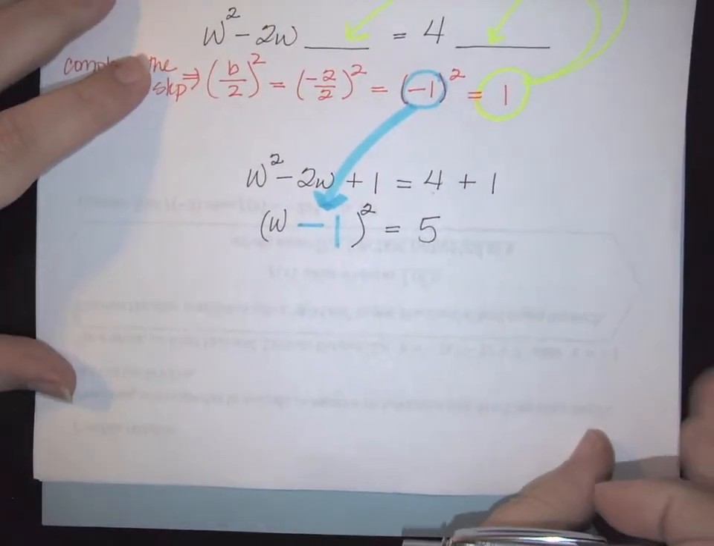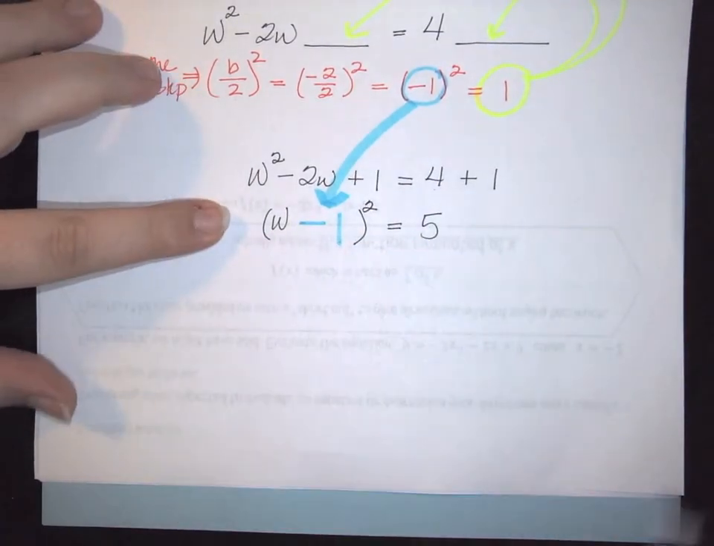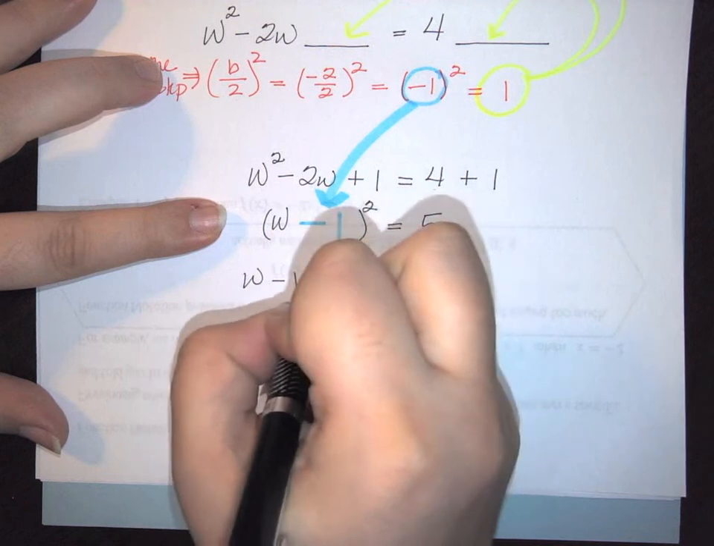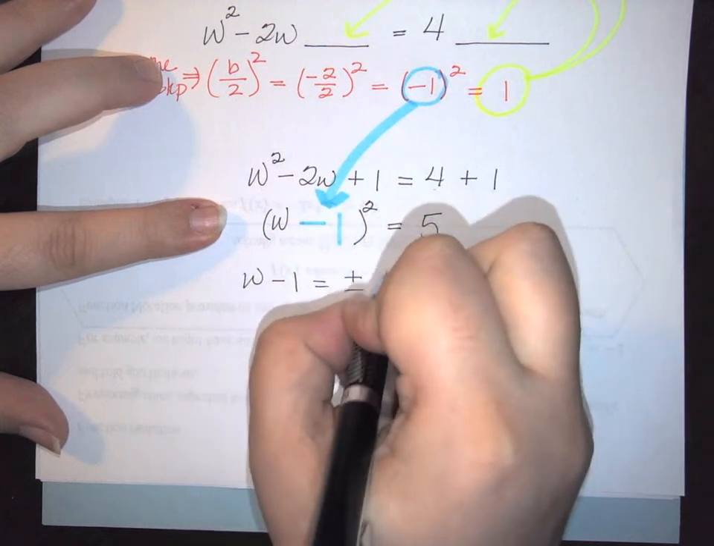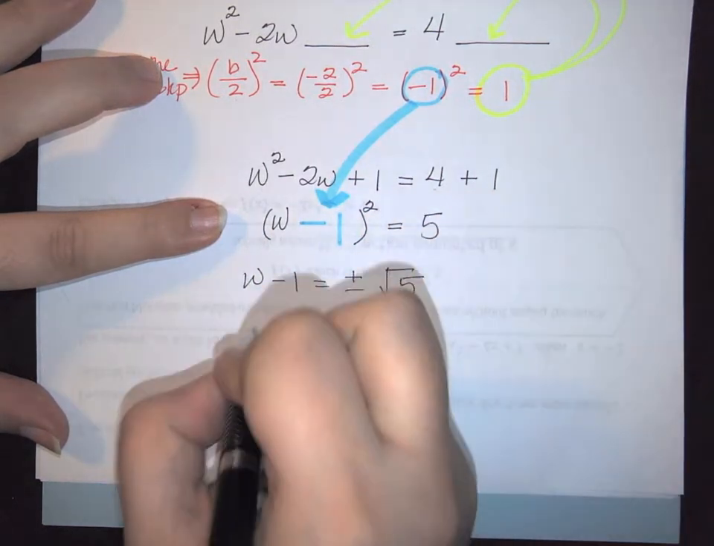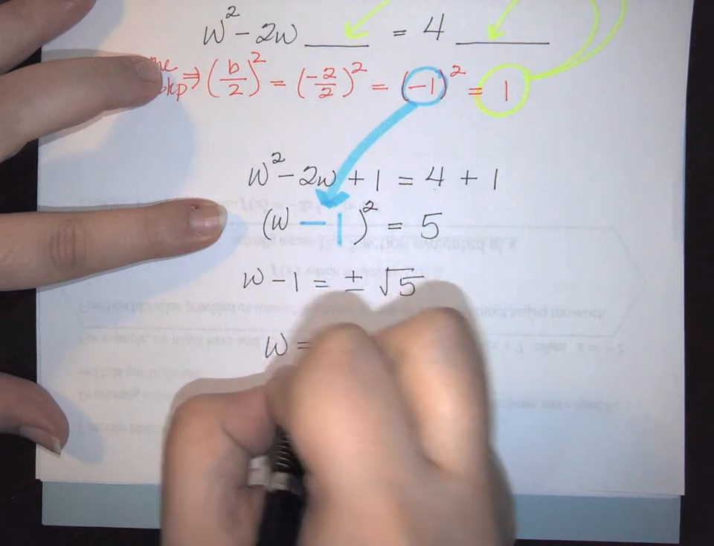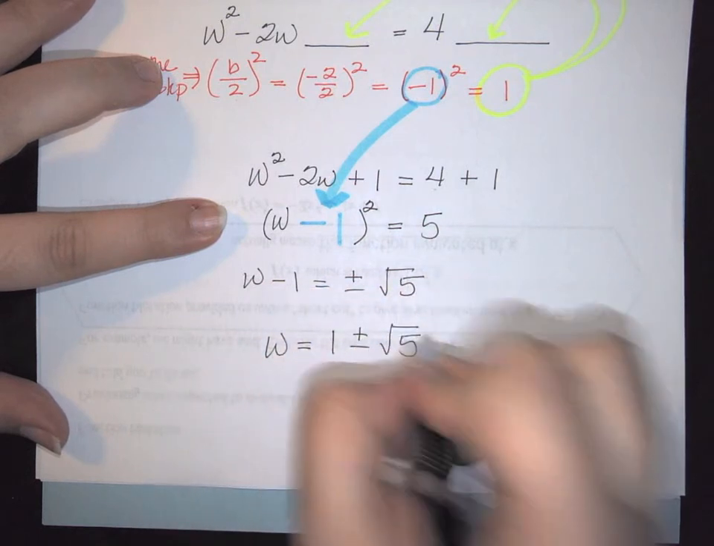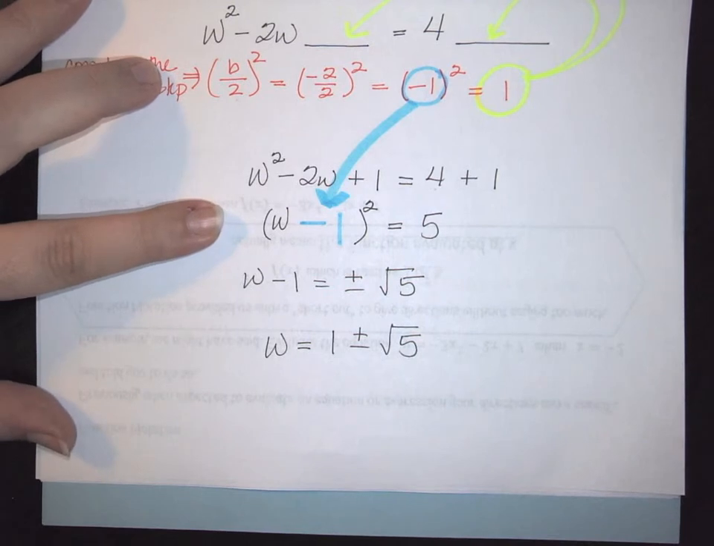So here, I now have to take the square root of both sides. So this becomes w minus 1 equals plus or minus the square root of 5. So w is equal to 1 plus or minus the square root of 5. And there you have it. That is everything you need to know to complete the square.